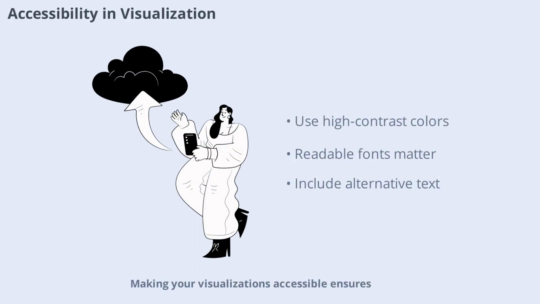Making your visualizations accessible ensures everyone can benefit from your insights. Use high-contrast colors, readable fonts, and alternative text for images. Consider colorblind-friendly palettes and provide data tables for screen readers. Accessibility isn't just good practice, it's essential for reaching the widest possible audience.